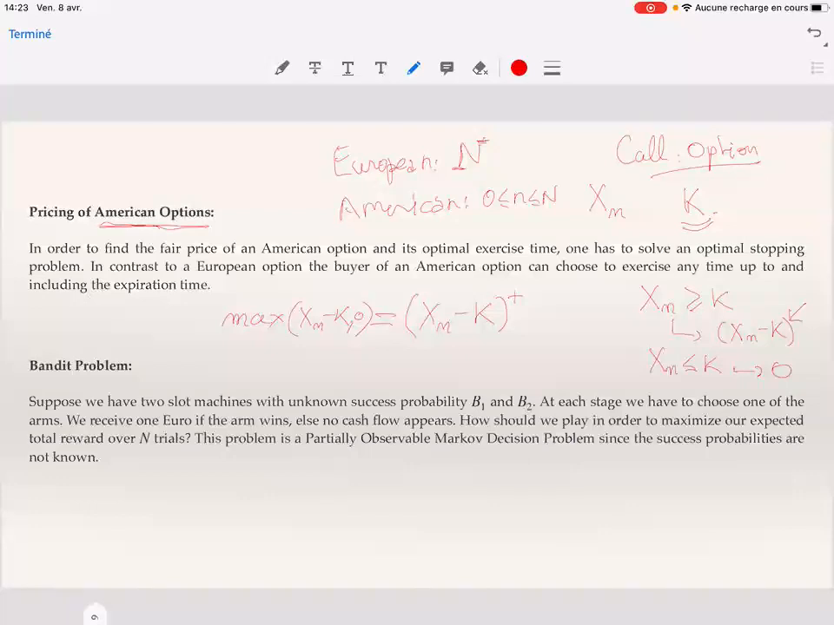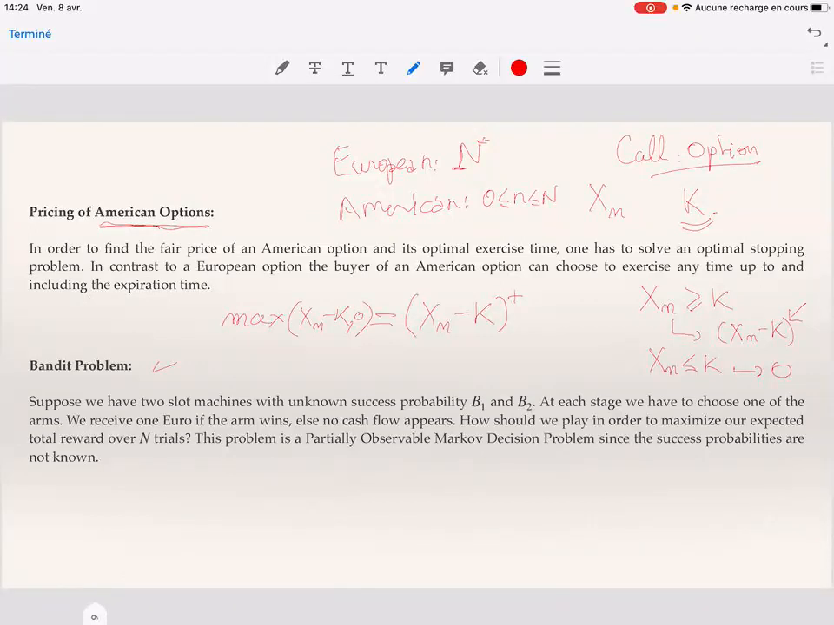And the last problem is a famous one, which is called the bandit problem. In this bandit problem, you imagine that you have two slot machines with two arms, and there is some probability of success, B1 and B2, for machine one and machine two, but you don't know these probabilities of success, B1 and B2. And at each stage, you have to decide which machine to use.